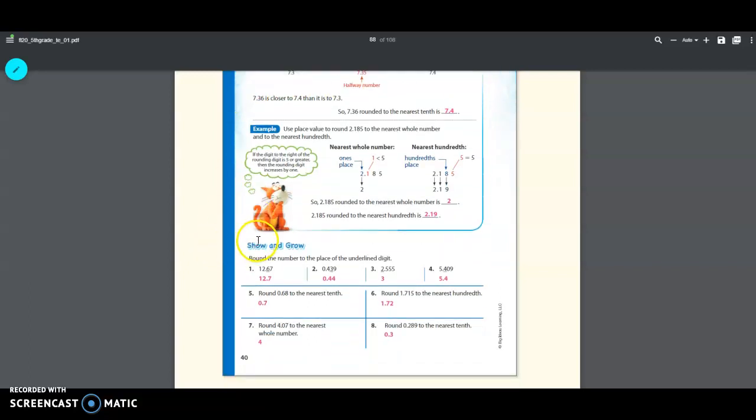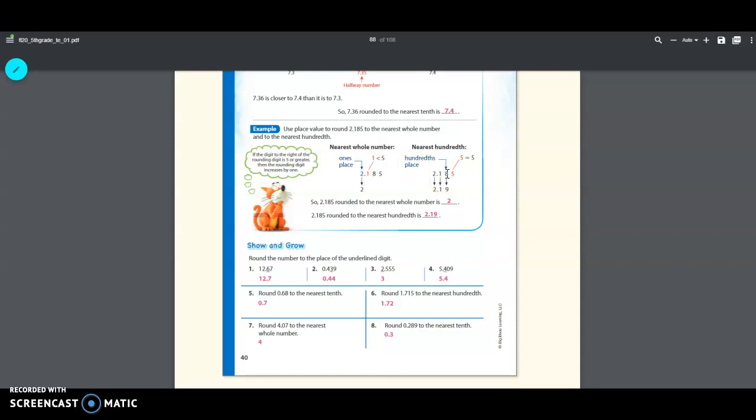The example here shows us that when we use place value to round to the nearest whole number, we also need to take a look at the other numbers as well, especially if we're going to the nearest hundredth too. So if I'm asked to go to the nearest whole number, that's the 2, the ones place, I'm going to look directly to the right of it and determine, is it greater than 5 or less than 5? Since this is less than 5, I'm going to keep the number the way it is, 2.